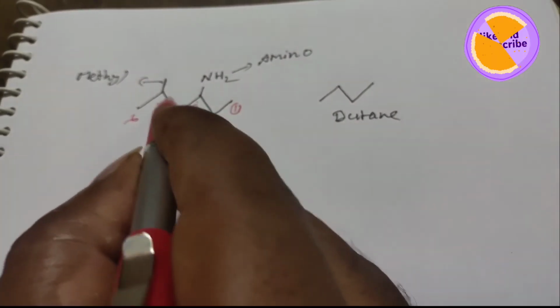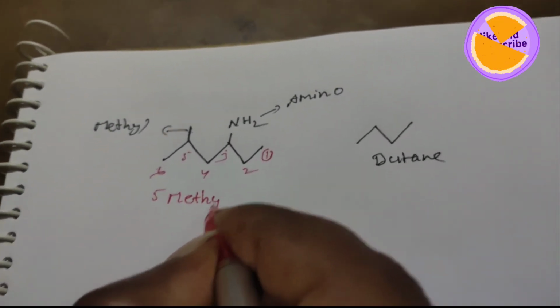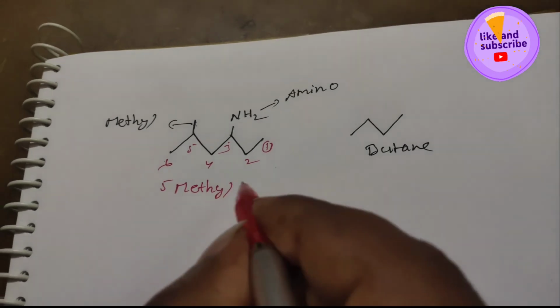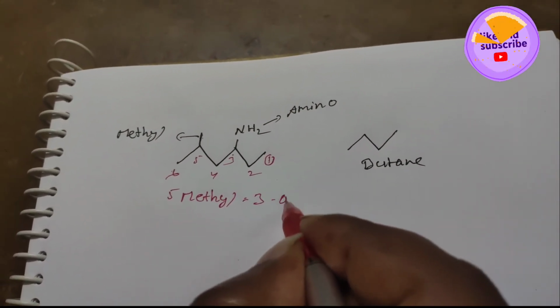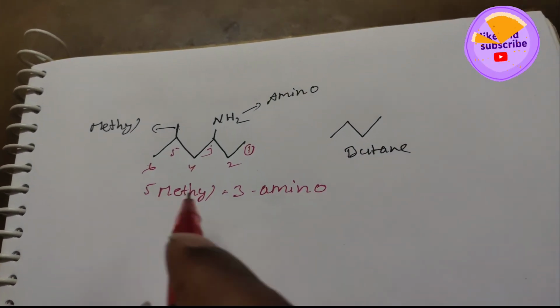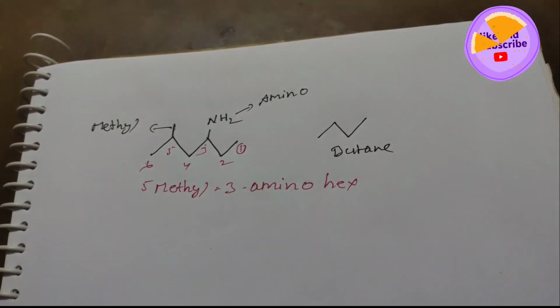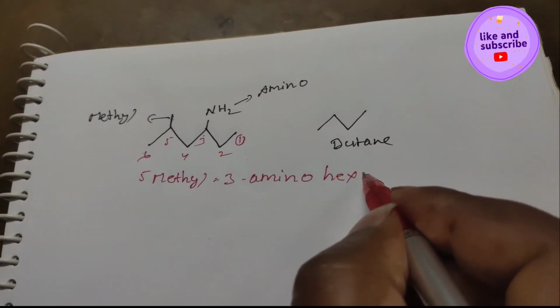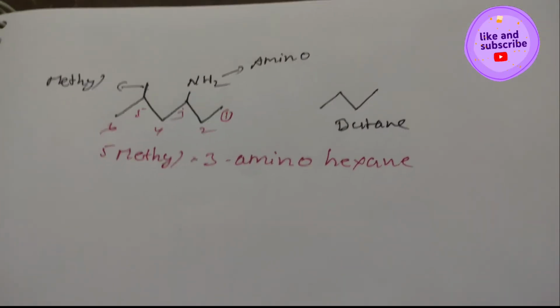So I am writing the naming. 1, 2, 3, 4, 5. 5 methyl, 3 amino. What is the root word? Hex. Between the carbon and carbon, they are present only single bond, hexane. Okay, students.